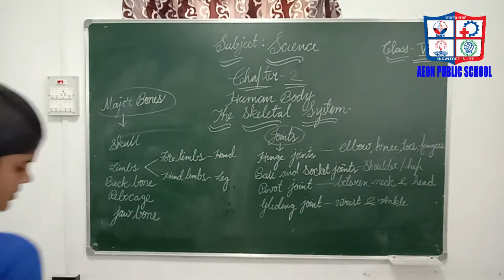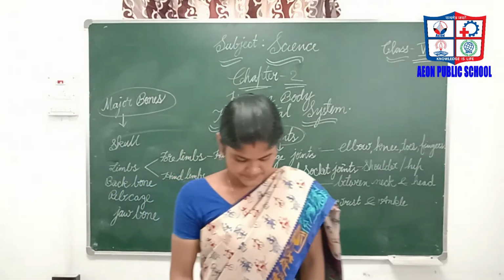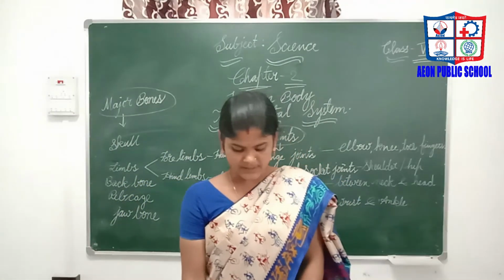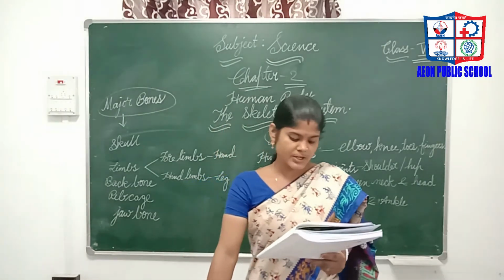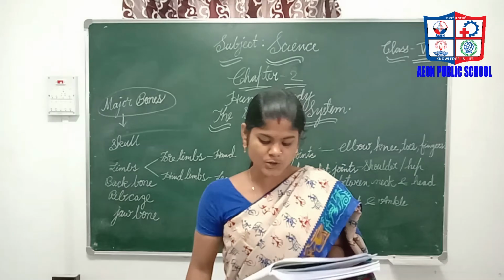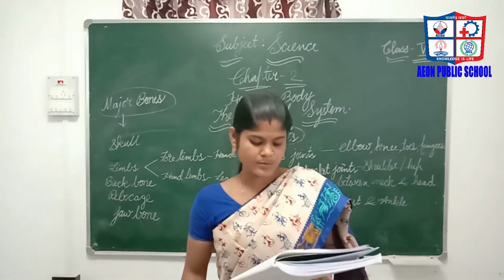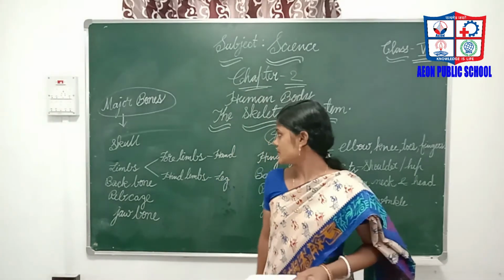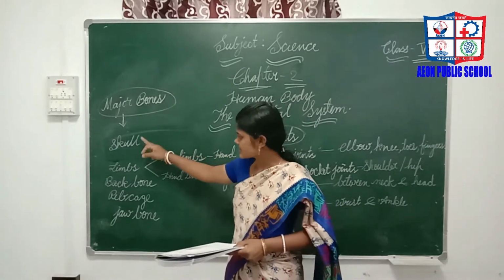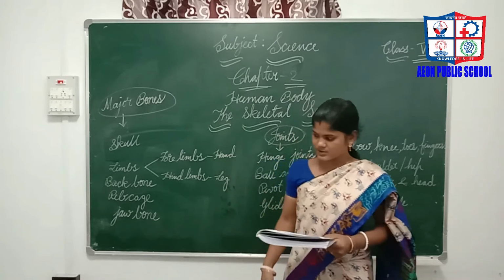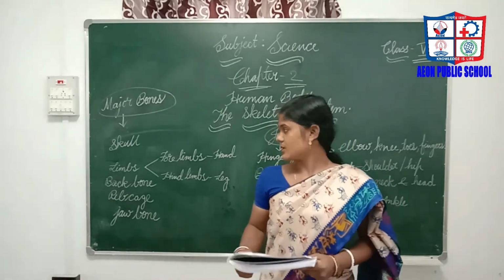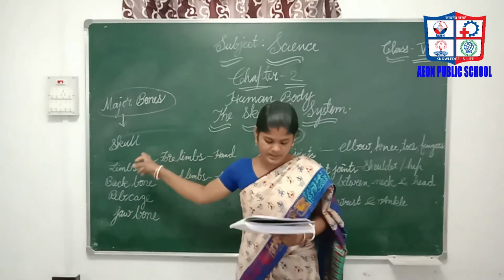Okay. Now, major bones and their functions. First we will discuss the major bones and their functions. The major bones of the skeleton include the skull, limbs, backbone, rib cage and jaws. So here the major bones are the skull, limbs, backbone, rib cage and jawbones. The first one is the skull. So we will read about the skull.